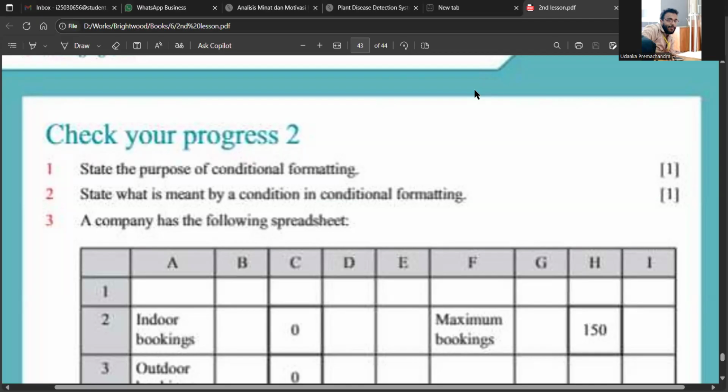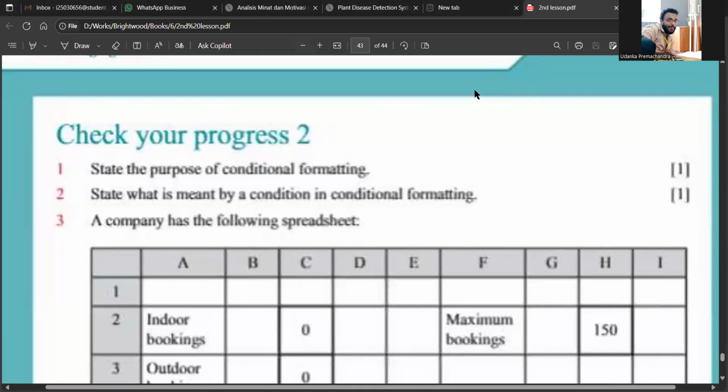They said state the purpose of conditional formatting. The first question they are asking is to state the purpose of conditional formatting. Okay, what is the purpose of conditional formatting? What is conditional formatting?